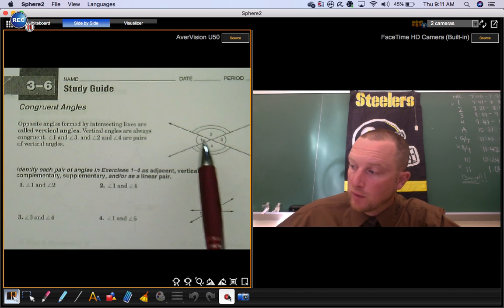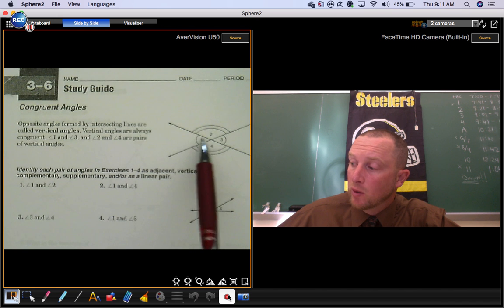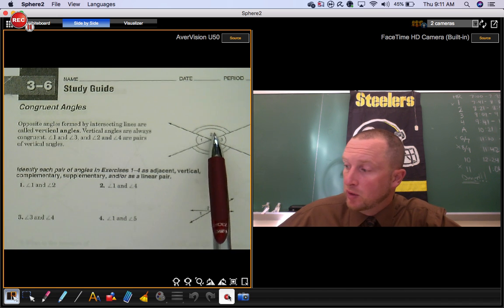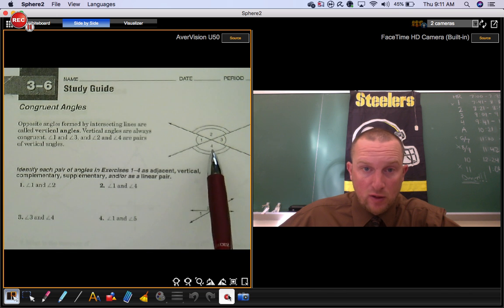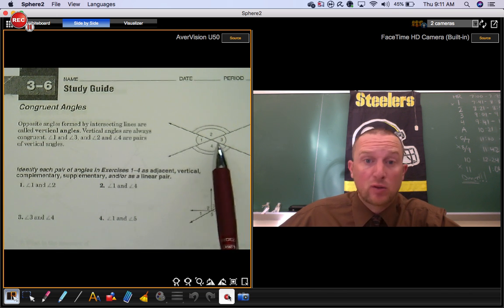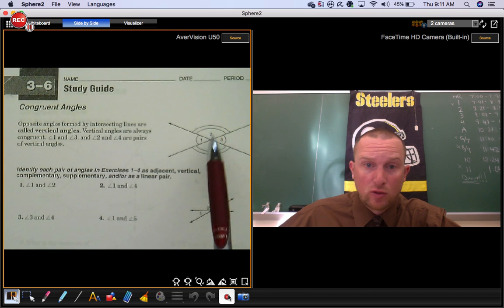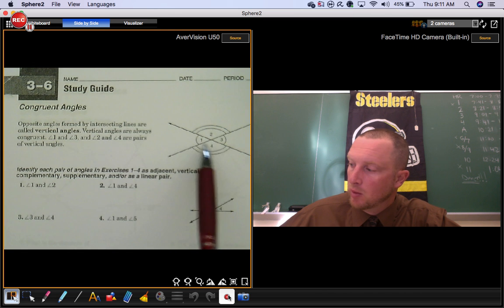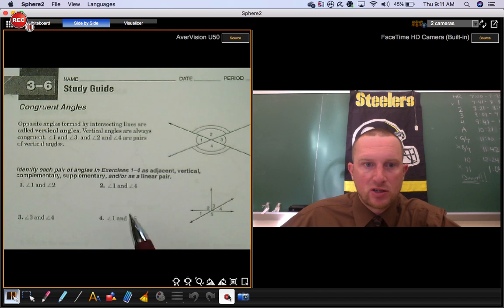We also know that vertical angles are congruent. So whatever angle 1 is, angle 3 is as well. Angle 2 and angle 4 are vertical, so they match also. Now notice how angle 1 and angle 3 are acute, and angle 2 and angle 4 are obtuse. So there's no way for angle 1 and angle 2 to be the same. But 1 and 3 match, 2 and 4 match.